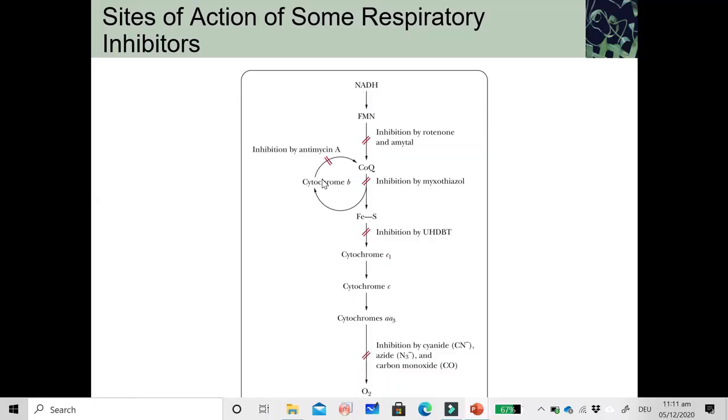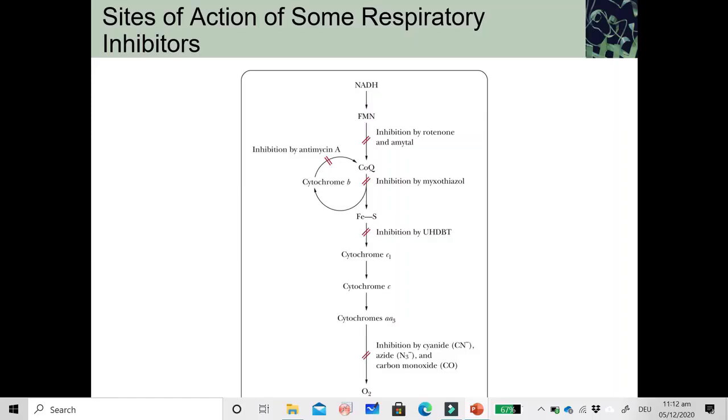Cytochrome B is also inhibited. The oxidation of cytochrome B by coenzyme Q is inhibited by antimycin A, and the oxidation of the iron sulfur carried by cytochrome C1 is inhibited by UHDBT. And you have here the oxidation of cytochrome A3 by oxygen, which is inhibited by cyanide, azide, and carbon monoxide.